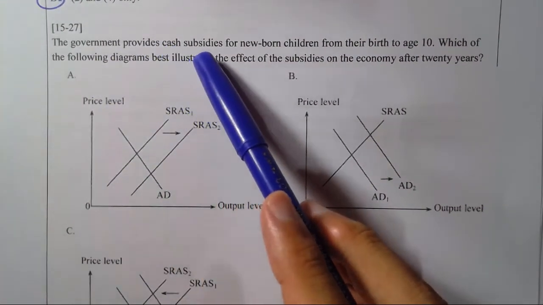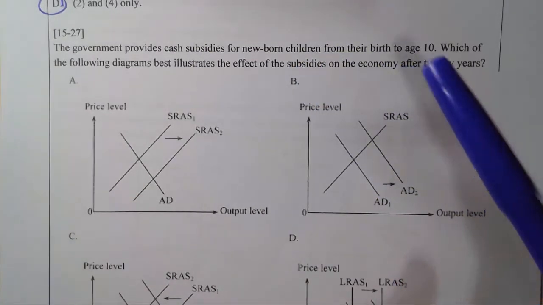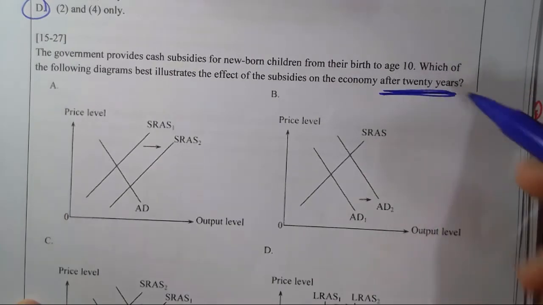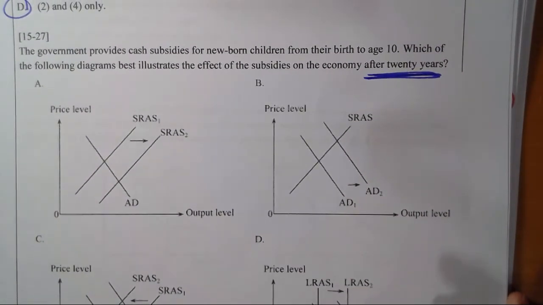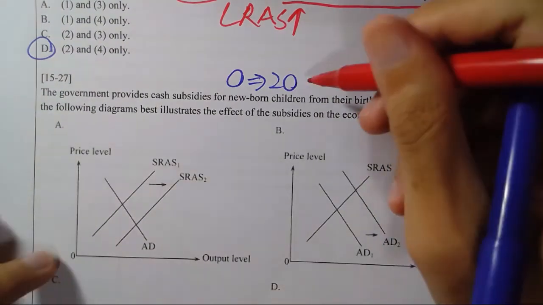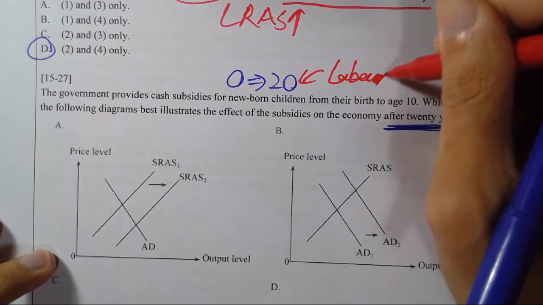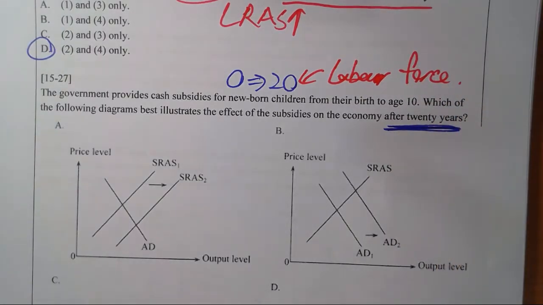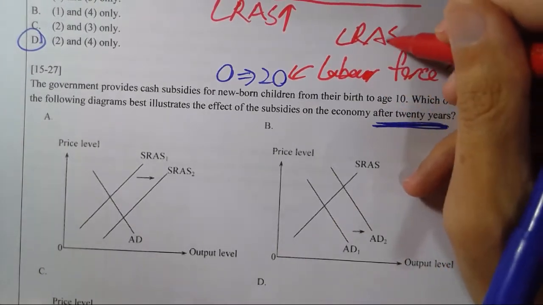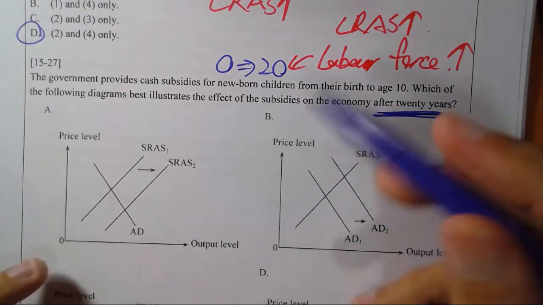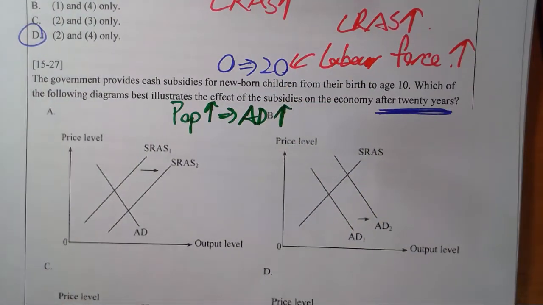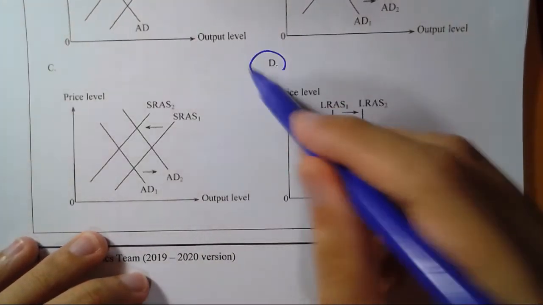Now next one. The government provide cash subsidies for newborn baby from their birth to age 10. Now, which of the following diagram best illustrate after 20 years? 20年後會係咩樣啊？Okay, now when the baby from 0 to 20, now they would belong in the labor force. Meaning, if we give birth to more baby, labor force would go up, LRAS would go up, right? Now also because the population 生仔啊嘛 population increase, therefore AD would also increases, right?